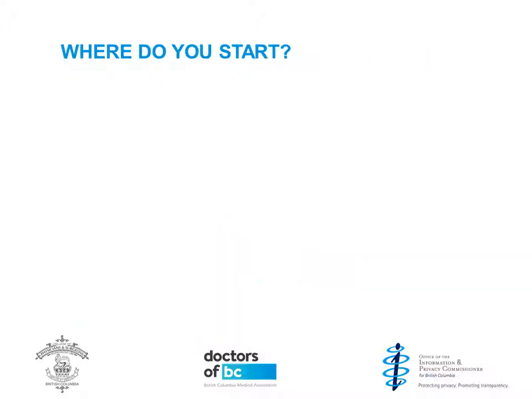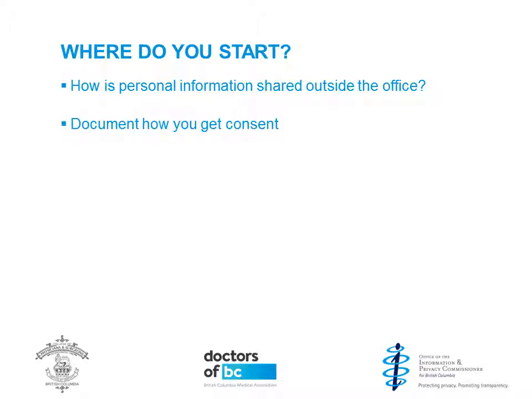Where do you start? Identify situations when personal information is shared outside the circle of care. For example, patients should know if their information is being shared for secondary purposes, and both patients and employees should know if you've outsourced any processes and if their data is held outside Canada. Document how you get consent for other purposes, from a legal guardian, or from a POA.